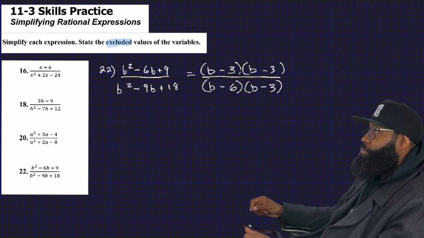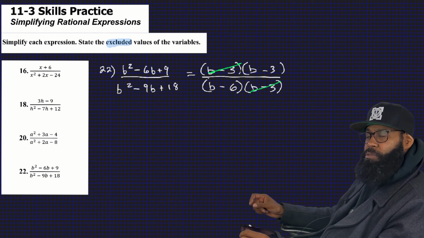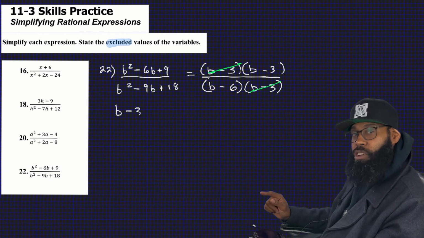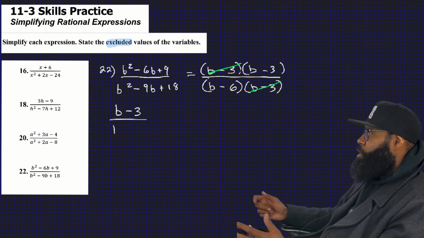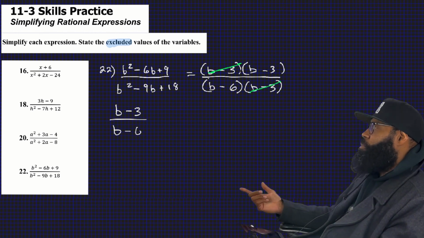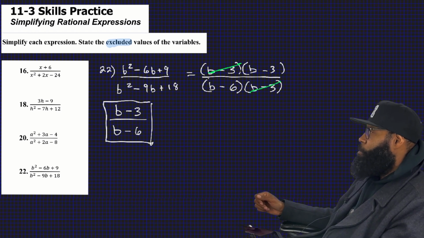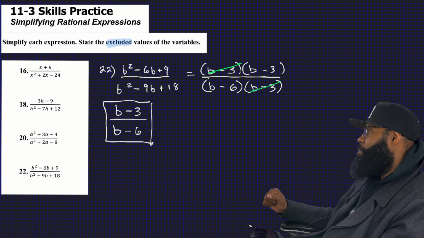Just for the simple fact of right there, I know a negative times a negative is a positive, so that's where I knew both binomials would have subtraction in them, because the negative times a negative would be a positive, but the middle term would add up to more negatives. So the b minus 3 with the b minus 3, one in the numerator, one in the denominator, are going to cancel each other, leaving me with b minus 3 divided by b minus 6.